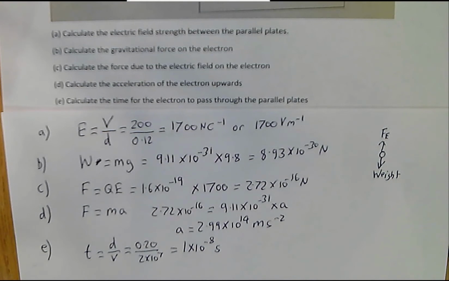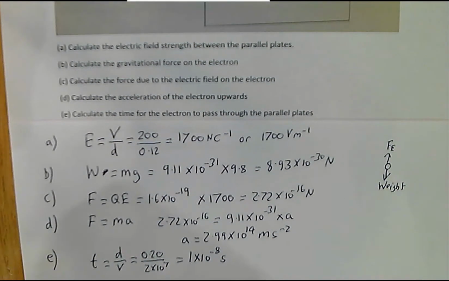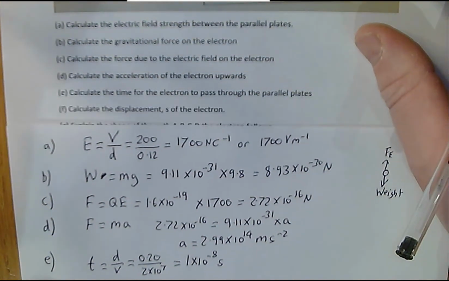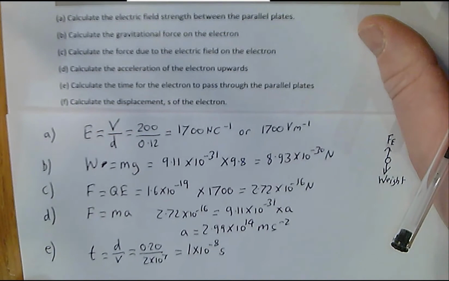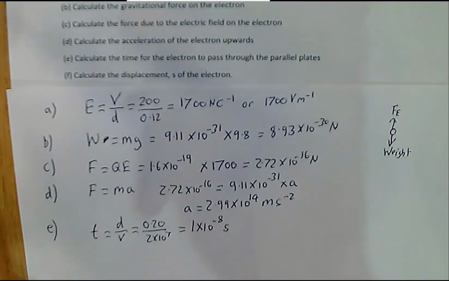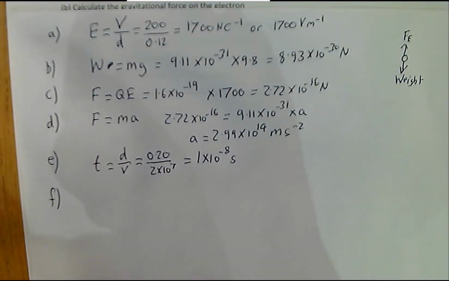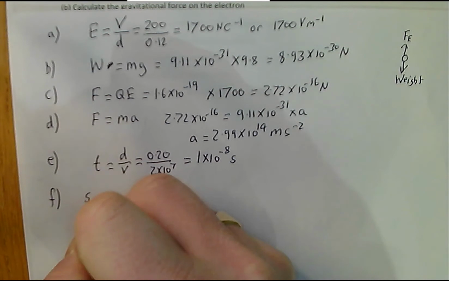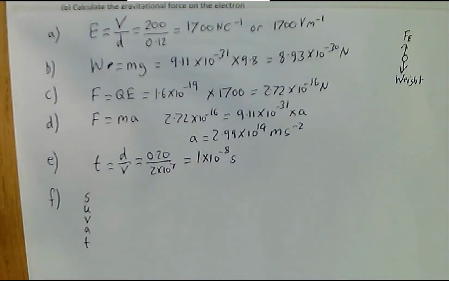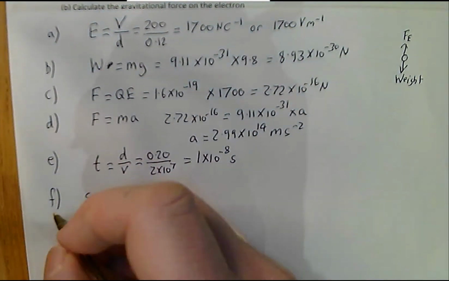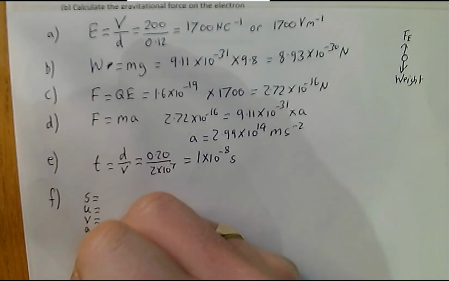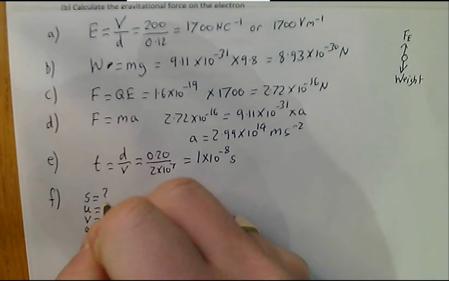So whilst it's passing through the plates, it's experiencing a constant force upwards because there's a constant acceleration, because there's a constant electric field. And question F asked us to work out the displacement of this electron. So to do F, let's just move it up here, we're working out displacement. Like our equations of motion, we write out our quantities and we write in what we know about them already. So S is what we want to work out, it's displacement.